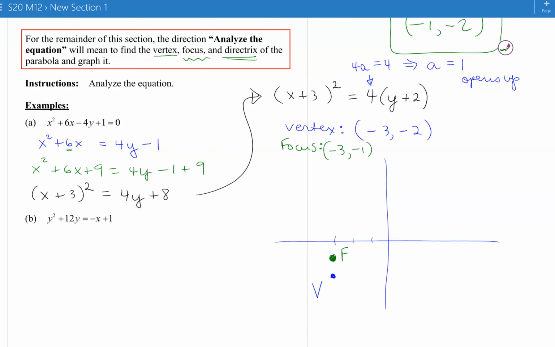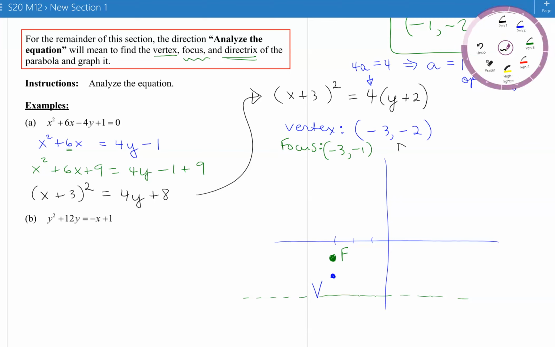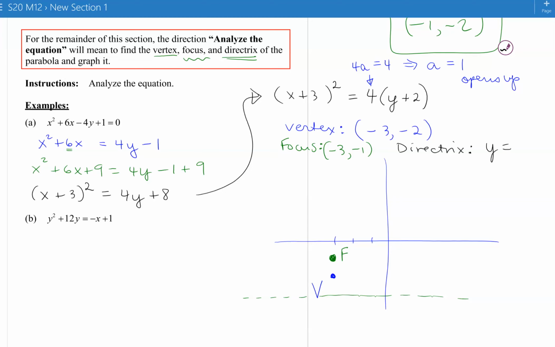Then the directrix is at equal distance on the other side of the vertex, but remember that a directrix is a line. So it needs to be the equation of a line. So the directrix is y equals -3. So we've found the vertex, the focus, and the directrix. We know the focal diameter is 4. So stand on the focus and go 2 to the right and 2 to the left. There are your latus rectum points, and draw your graph.